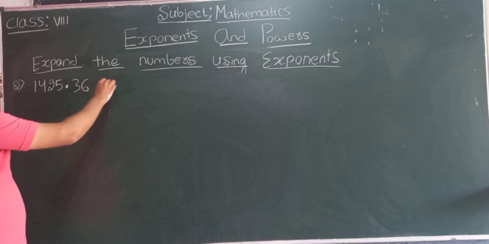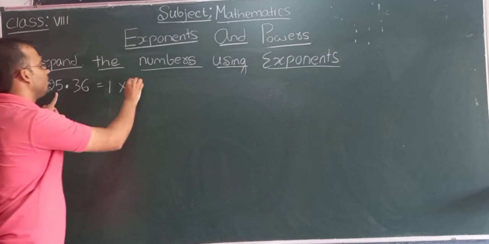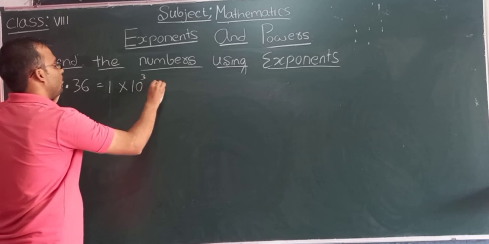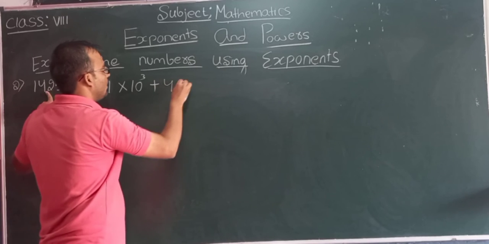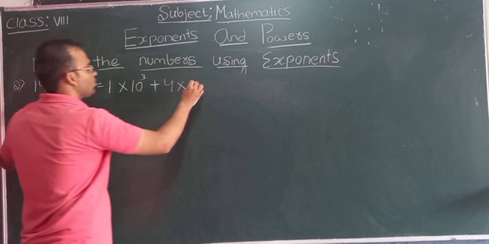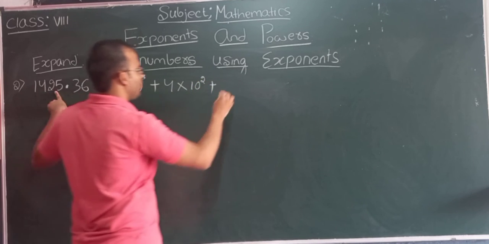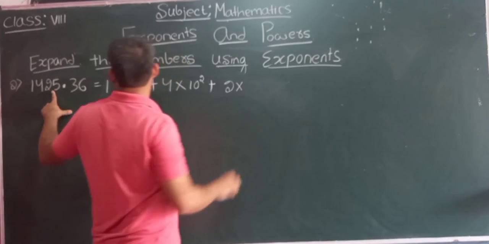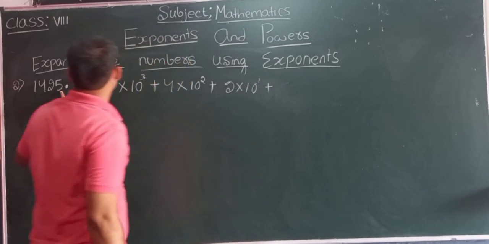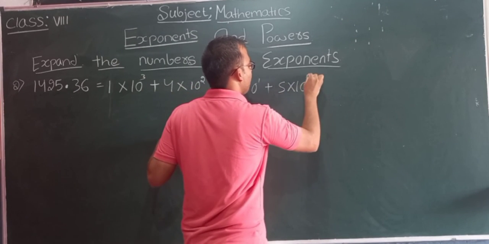1425.36 is there. So write 1 into, after 1 how many numbers? 3 numbers, means 10 to the power 3, plus 4. After 4 how many numbers? You don't count this one. So 2 numbers, that is 10 to the power 2, plus 2 into, after 2 how many numbers? 1 number, that is 10 to the power 1, plus 5. After 5 how many numbers? No number, means 0.